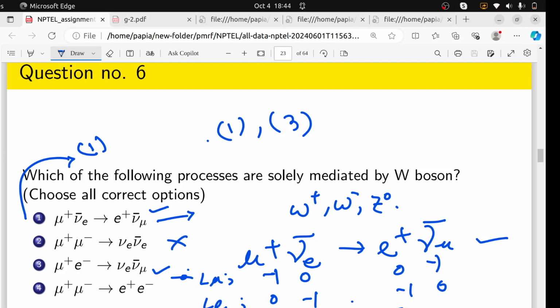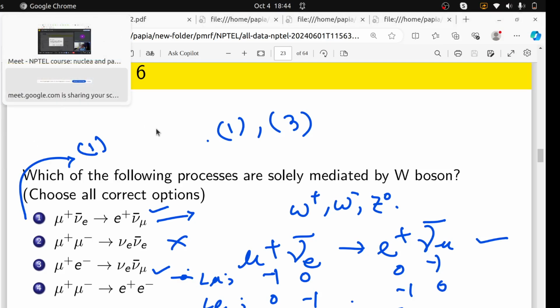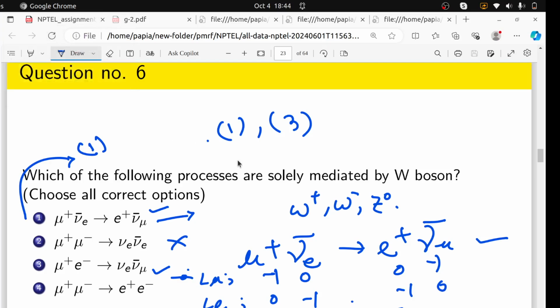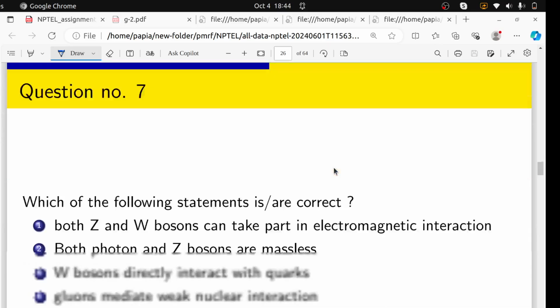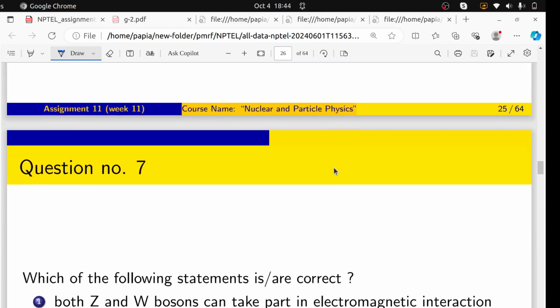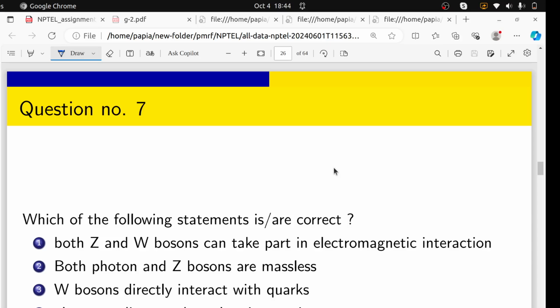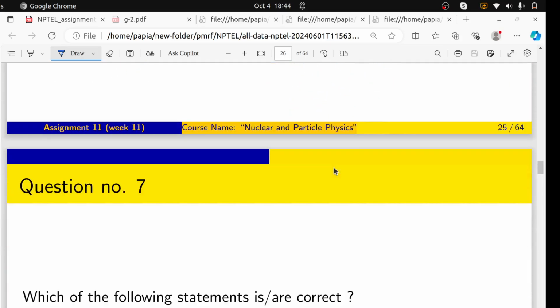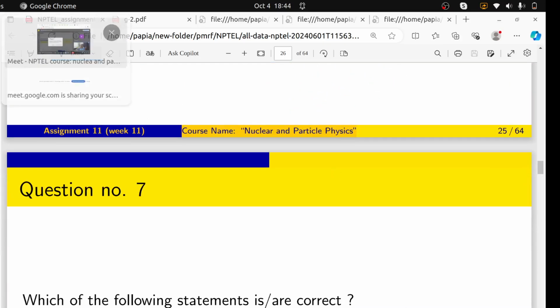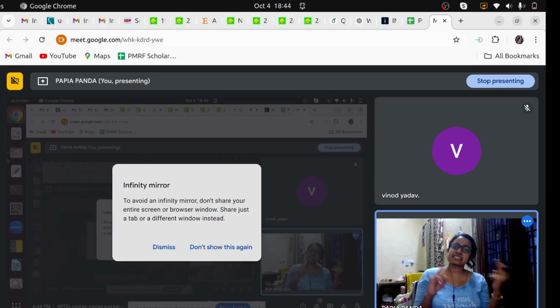Till question number 6, if you have any doubt, you can ask. Is there any doubt till question number 6? I think no.